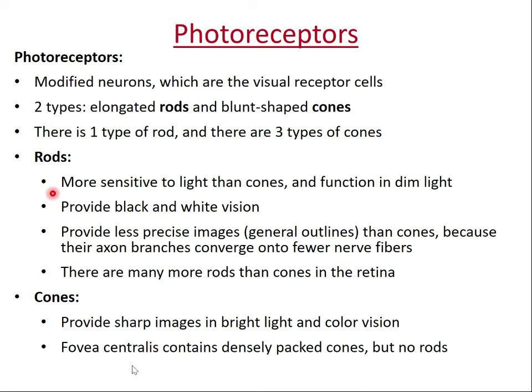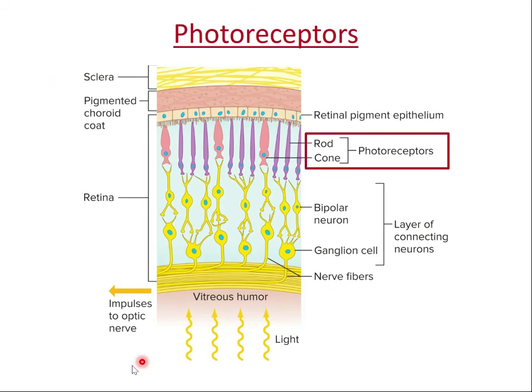Know the 2 different types of photoreceptors, the rods and the cones. Rods are much more abundant and help provide black and white vision, whereas cones provide sharp images and colored vision, and they are densely packed at the fovea centralis. It is shown right here.